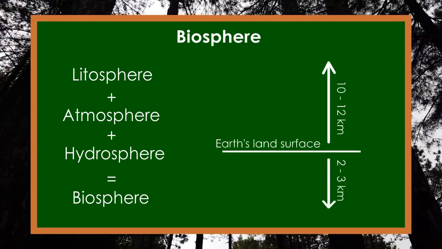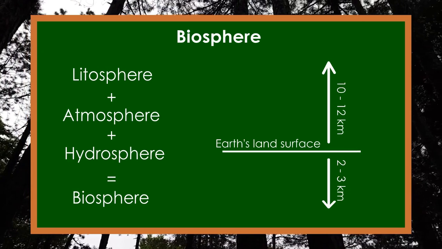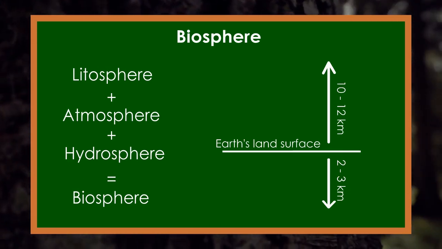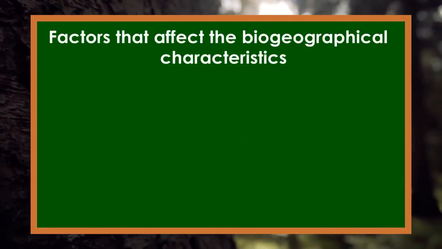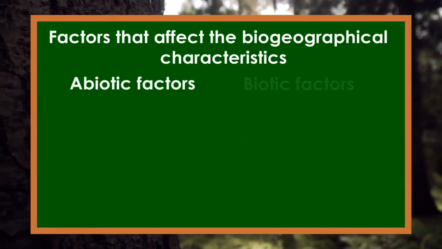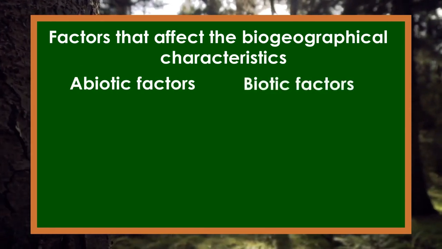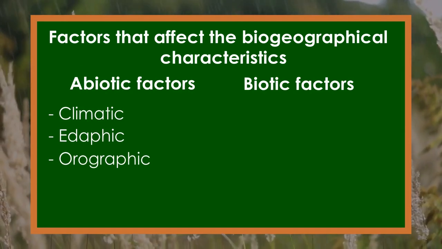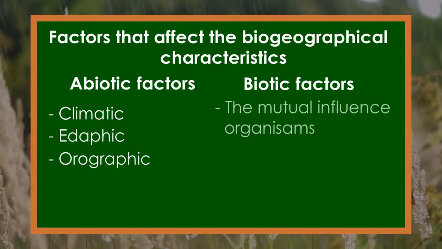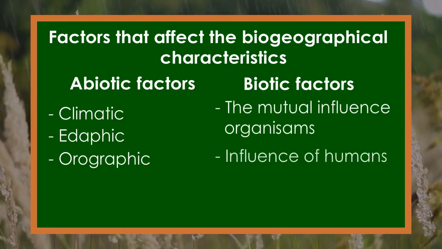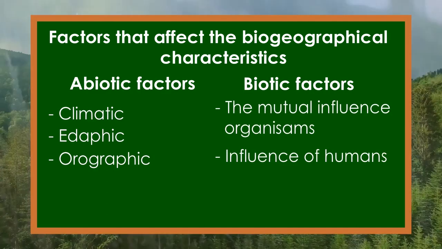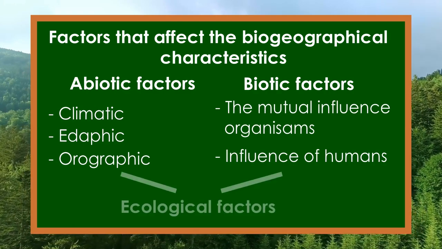The upper limit of the biosphere is 10 to 12 kilometers from the Earth's surface, and the lower on the land at a depth of 2 to 3 kilometers. Factors that affect the biogeographical characteristics of an area can be divided into abiotic and biotic. Abiotic factors include climatic, edaphic, and orographic factors. On the other side, biotic factors include the mutual influence of organisms and the influence of humans. Biogeography is closely related to ecology, so all the above factors are also called ecological factors.